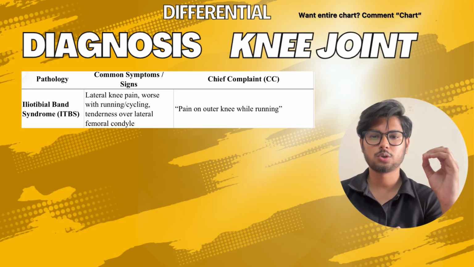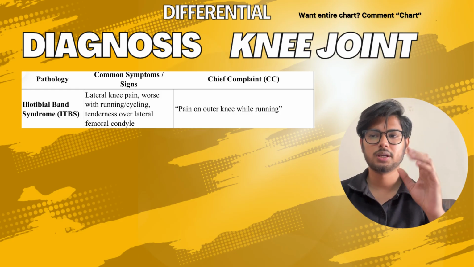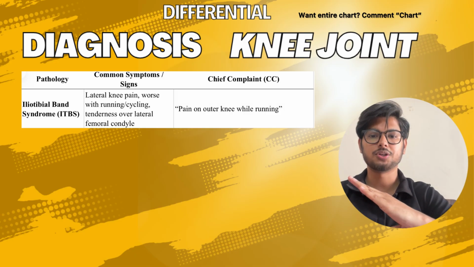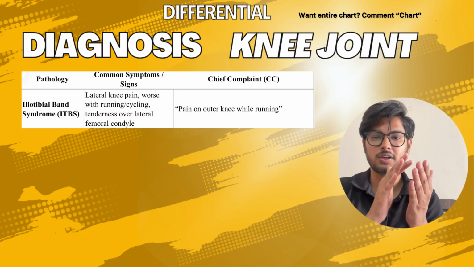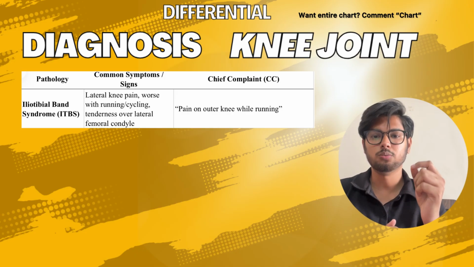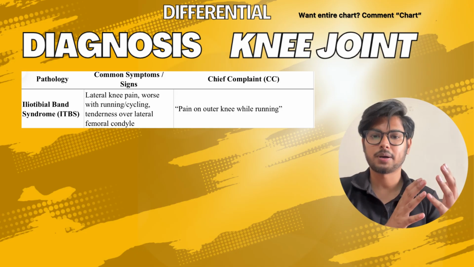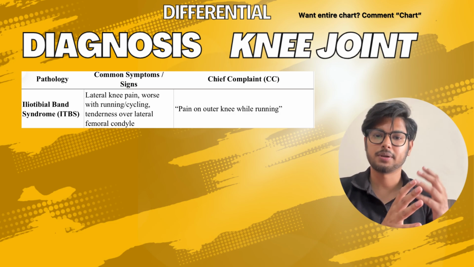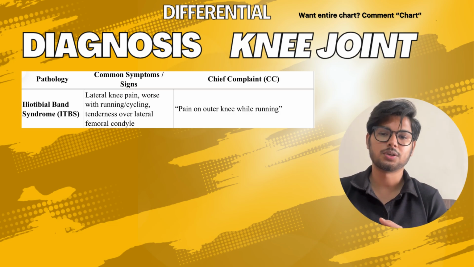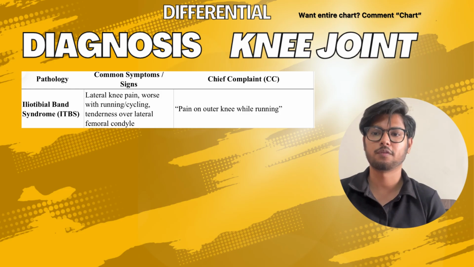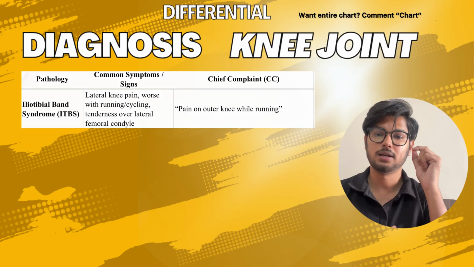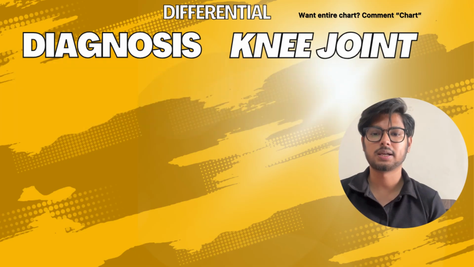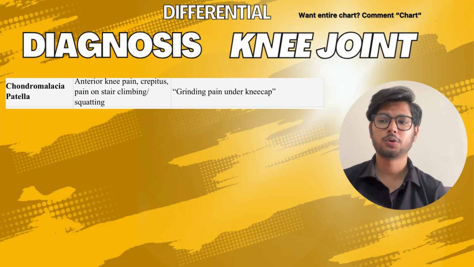The moment you ask your patient to do the SLR, if there is IT band syndrome, you might see, in the 0 to 30 degree range while the patient is lifting the leg, an external rotation in the first phase of the SLR. That might tell you that either your lateral compartment muscles are overactive, hyperactive, or IT band syndrome is present. So you should be looking for these kinds of things. Again, the chief complaint will be pain on the outer aspect of the knee joint while running or cycling. Now we are going to talk about chondromalacia patellae.